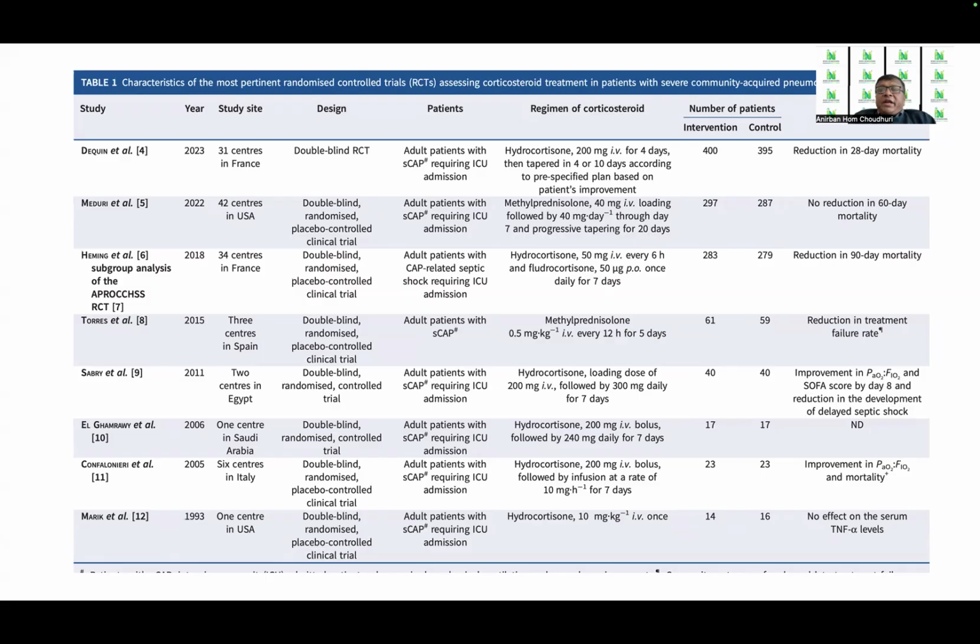In the majority of the trials, there was reduction in 28-day mortality, reduction in 90-day mortality, or reduction in treatment failure rate. In some studies, there was improvement in the PF ratio and the SOFA score by day 8. And in some studies, there was also improvement in PF ratio and mortality. Only 2 studies produced no reduction in mortality or no effect on the serum TNF alpha levels, which shows that the majority of the studies had some benefits, either in mortality, in reducing treatment failure, or in the PF ratio and SOFA score by day 8.